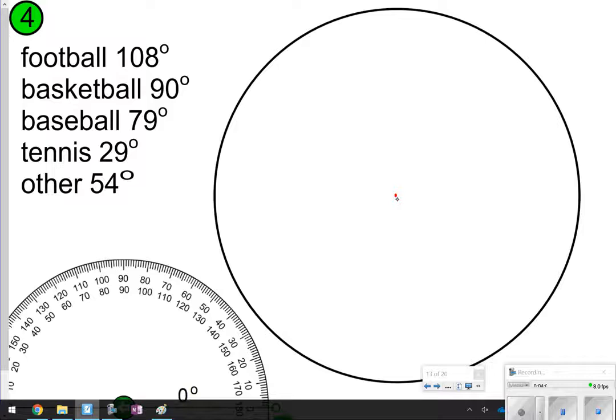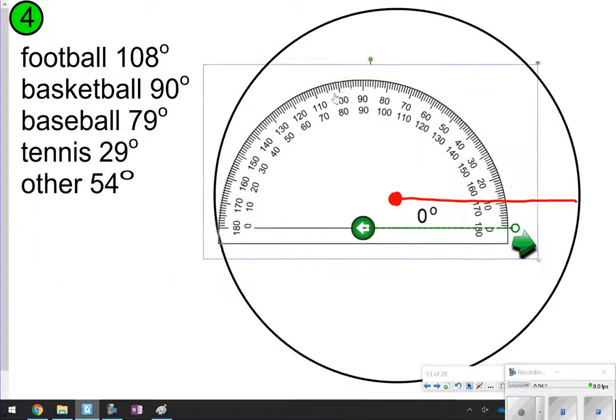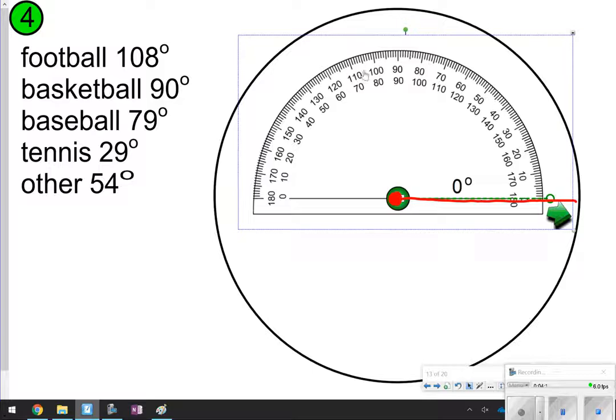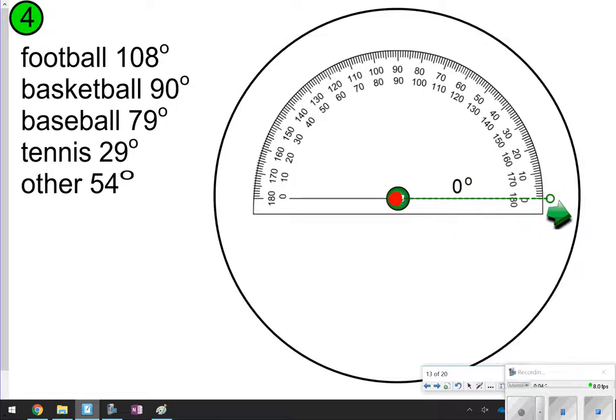So I'm going to go ahead and show you how to do these. You're first just going to find the middle of your circle and draw your dot, which is your vertex, and your ray. And then you're going to line up your protractor. My ray is not that good. Go me. I'm going to try to draw that a little bit better.